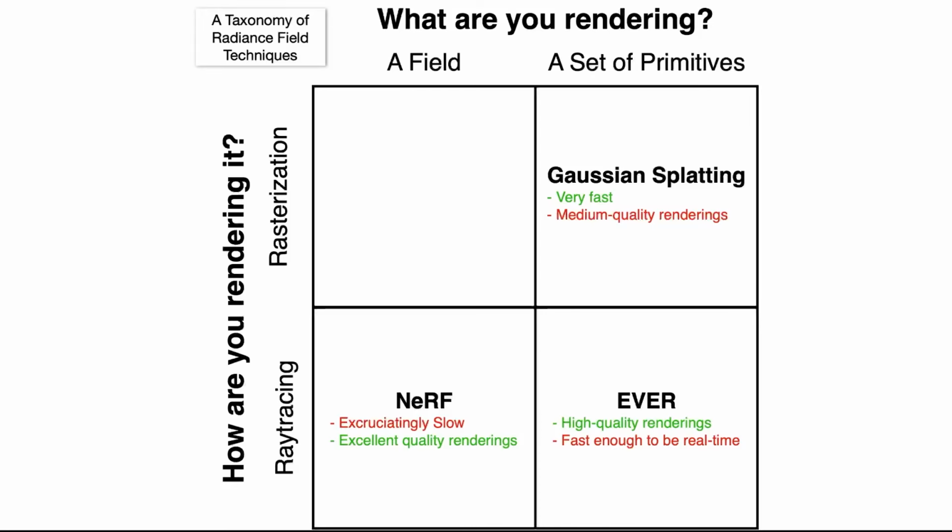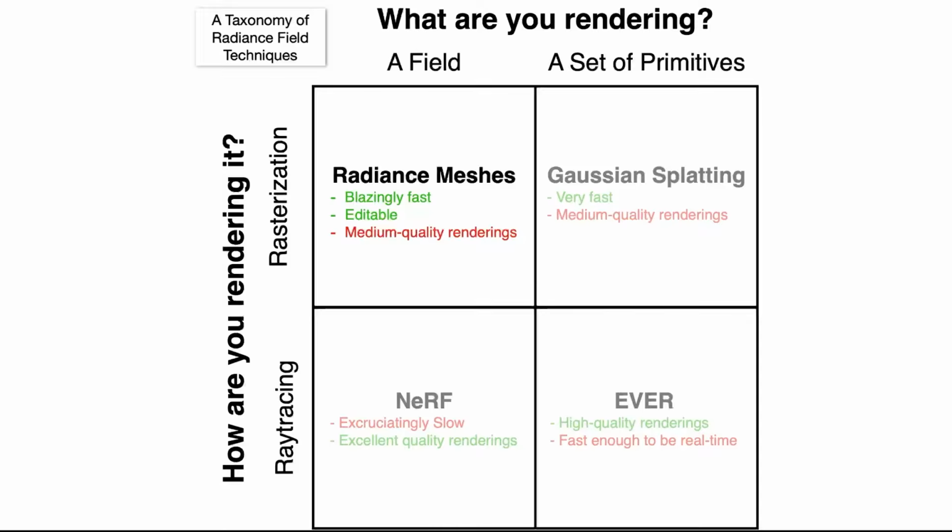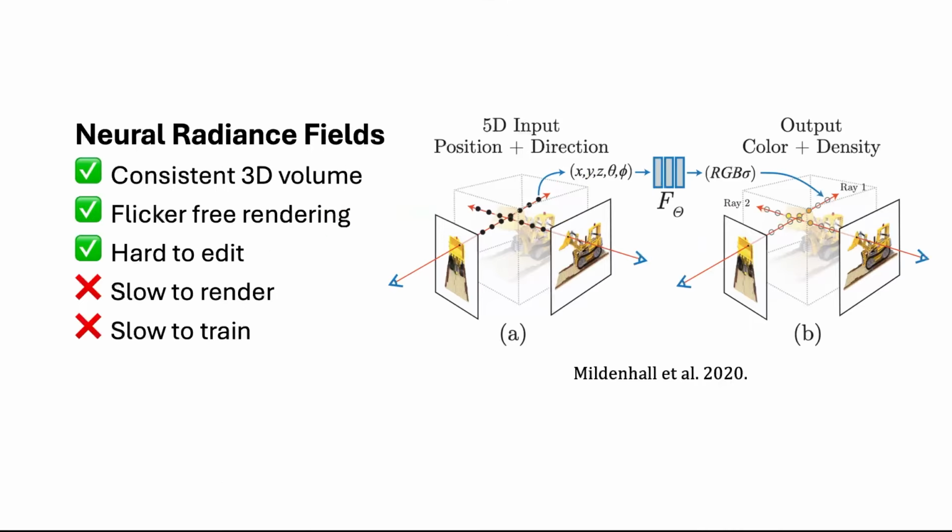Techniques for representing radiance fields can be split into two categories, fields and sets of primitives. Then, we can either ray trace or rasterize the result. Rasterization, which is often faster, works by projecting primitives into image space before rendering, while ray tracing works with individual rays in world space. Our work, the Radiance Mesh, fills a gap in the taxonomy of radiance field techniques by introducing rasterization for fields.